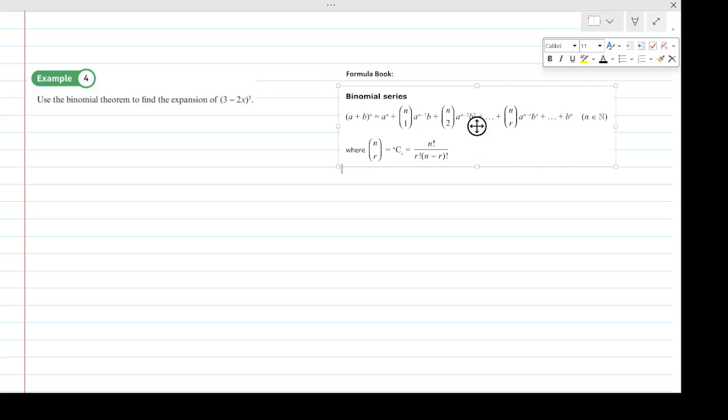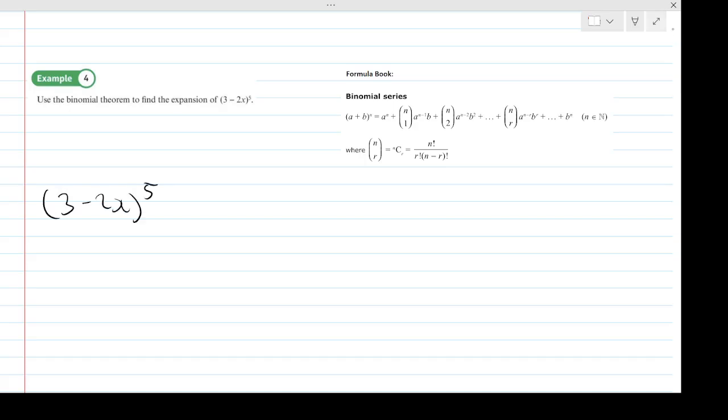Okay, quick question then. We need to use the binomial theorem, so again, the theorem is the idea that we talked about, adding all the terms. Use the binomial theorem to find the expansion of (3 minus 2x) to the power of 5. It's a very good idea in general to start with the lowest power of x, which should always be x to the 0. So remember, x to the 0 is still a power, we start from 0.